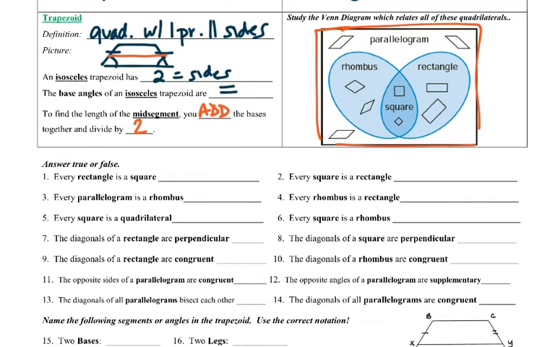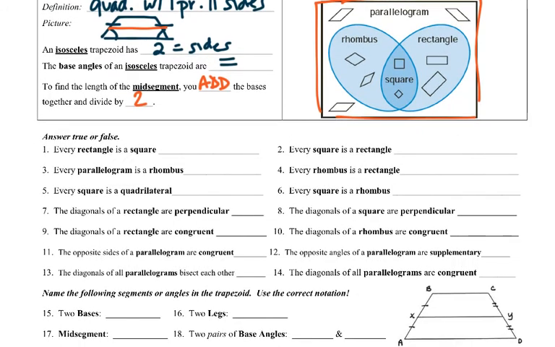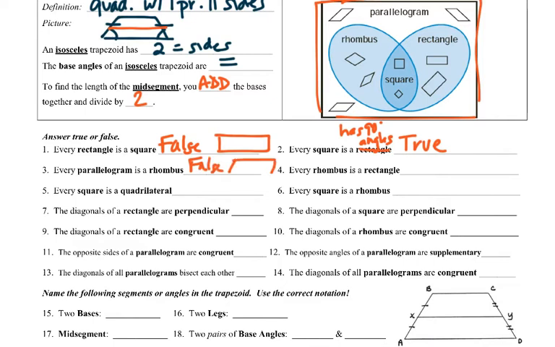So when I say true or false, is every rectangle a square? That's false, and you can show that by drawing a picture of a rectangle that's not a square. But yes, every square is a rectangle, and then I like to just replace that second word with the definition. Does every square have 90-degree angles? Of course. Does every parallelogram have four equal sides? No, because you could draw a parallelogram that doesn't have four equal sides.